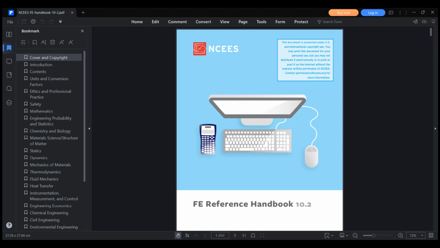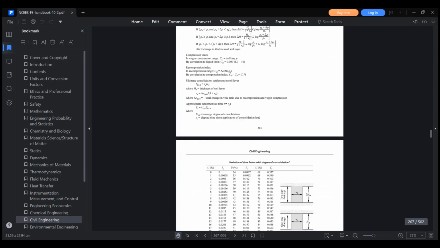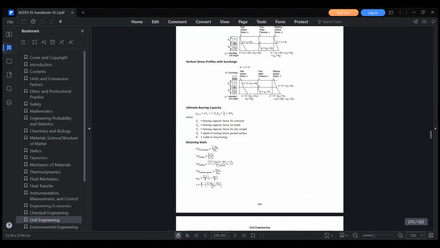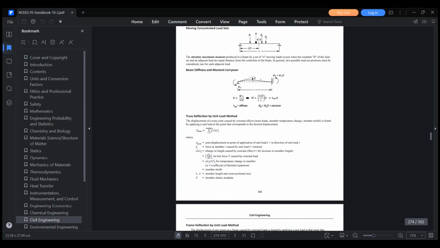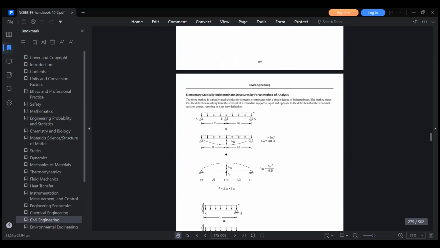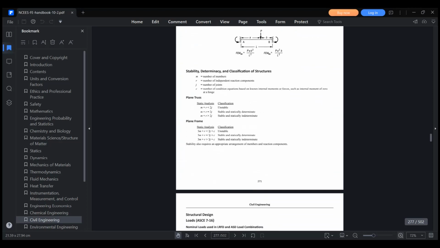So during the practices, like solving a problem or something, definitely you need to open this and use the digital version. So I will start with one of the most common question types that you always see in FE exam. It's the determinacy of structures. So this information, for example, is given in page 271.